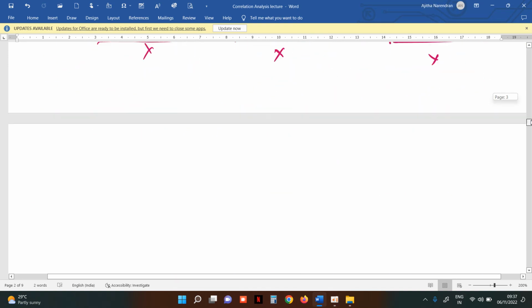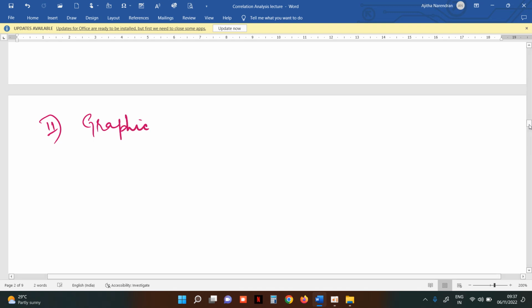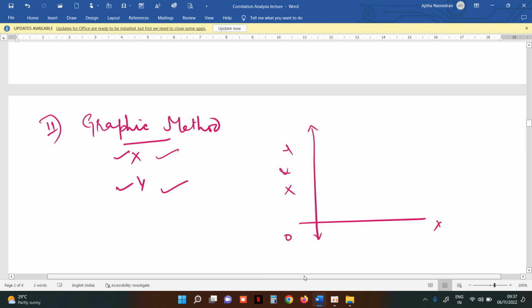The next method is method number 2, graphic method. Under this method, for both the variables x and y, you are going to plot the figures on the graph. For example, this is a diagram where you have both the variables. This is your OX axis and this is your OY axis. On this OY axis, you are going to show both the variables.